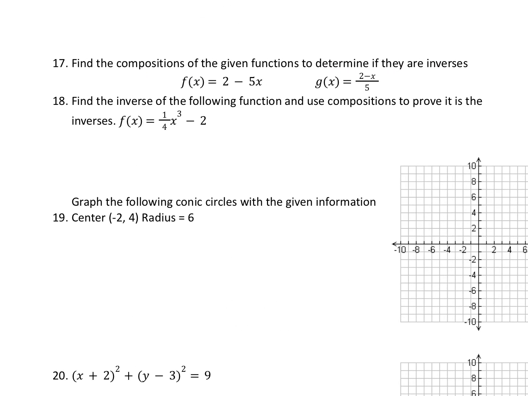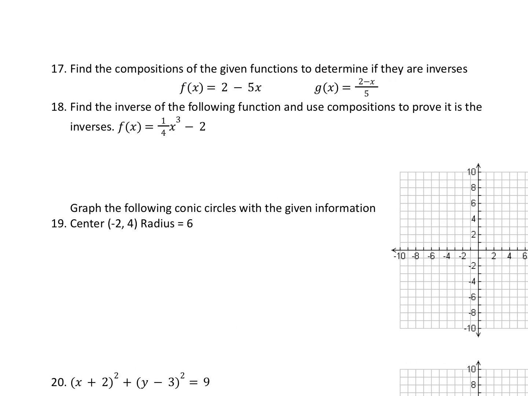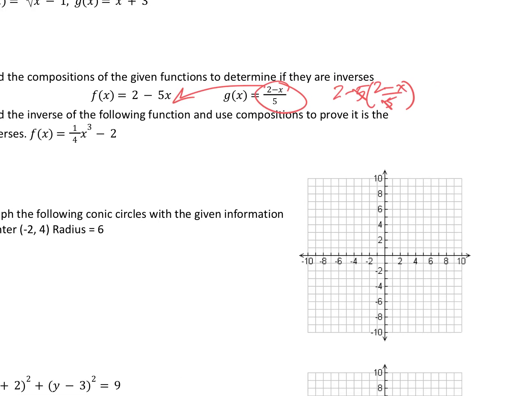Okay, so on to the last page here, determining if functions are inverses or not. So remember, the whole idea is you take g and you plug that into f. So 2 minus 5 times, or whoopsie, I did not write the right thing, 2 minus x over 5. And what's going to happen naturally is that these things are going to start canceling. 2 minus 2 plus x, and you're just left with x.